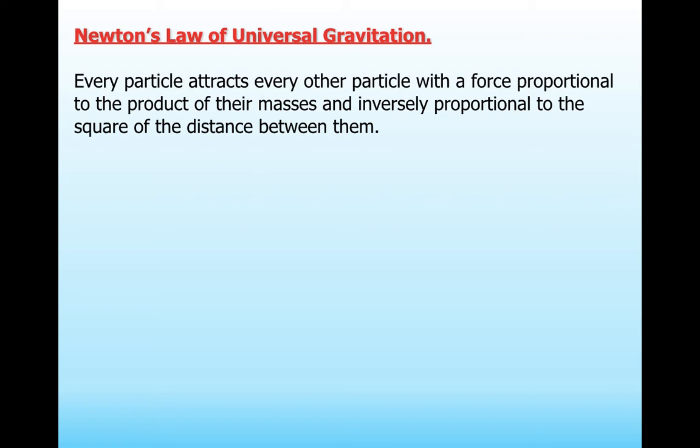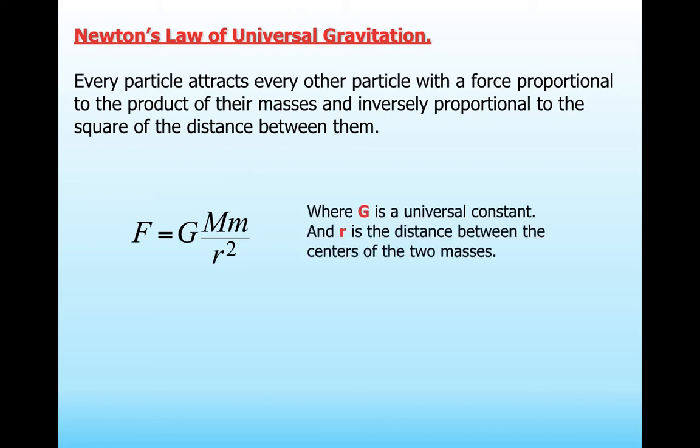The idea of Newton's law of universal gravitation is that every particle attracts every other particle with a force proportional to the product of their masses and inversely proportional to the square of the distance between them. What does that mean? Mathematically, the force between two particles with masses capital M and lowercase m is equal to their product, capital M times lowercase m, multiplied by 1 over r squared, where r is the distance between them, and G is some constant of proportionality that we don't yet know.